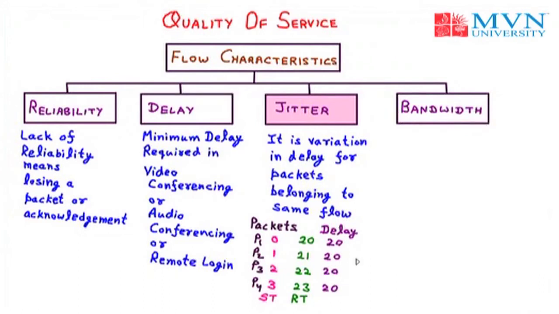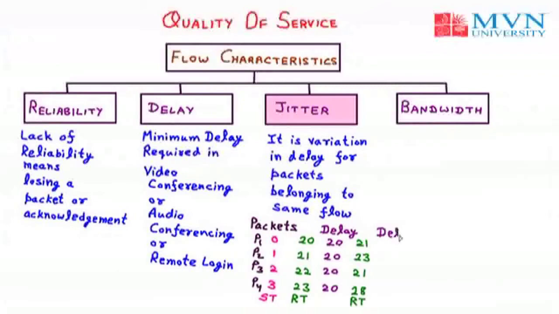But let us suppose I send the packets with starting times 0, 1, 2 and 3, and the receiving times are quite different. The receiving times may be 21 for P1, 23 for P2, 21 for P3 and 28 for P4. So these are the receiving times.